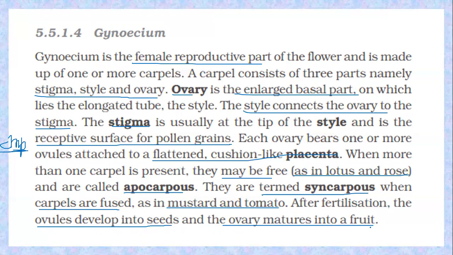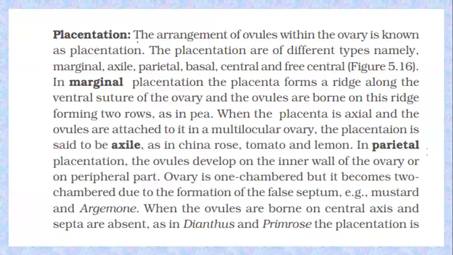So here you have to study what are the three major portions of the gynoecium, that is the stigma, style, and ovary. The stigma is the receptive structure, style connects the ovary to the stigma, and ovary is the basal enlarged portion. And placenta, which is a flattened cushion-like structure inside the ovary to which the ovules are attached, is present. And if the carpels are fused together, it is syncarpous condition, as you see in mustard and tomato. They may be free in lotus and rose, then you will call them the apocarpous condition. After fertilization, that is in the post-fertilization events, the ovules will develop into seeds and the ovary will develop into a mature fruit.